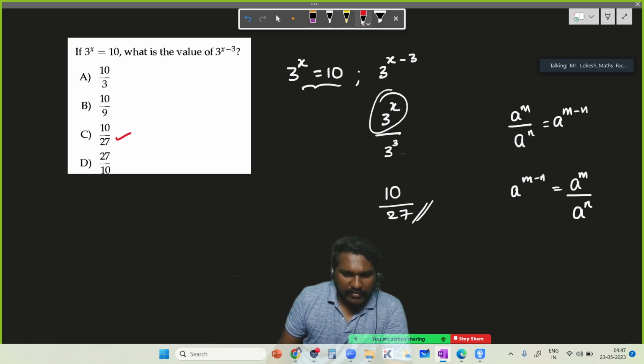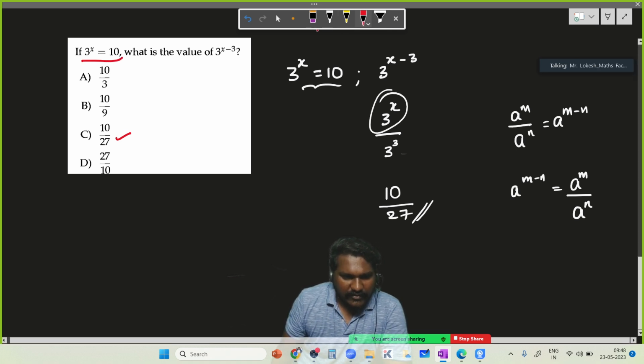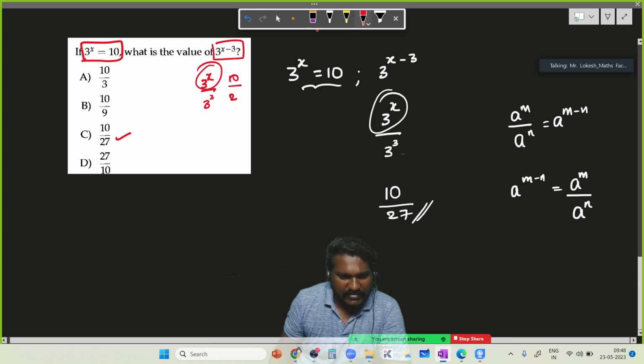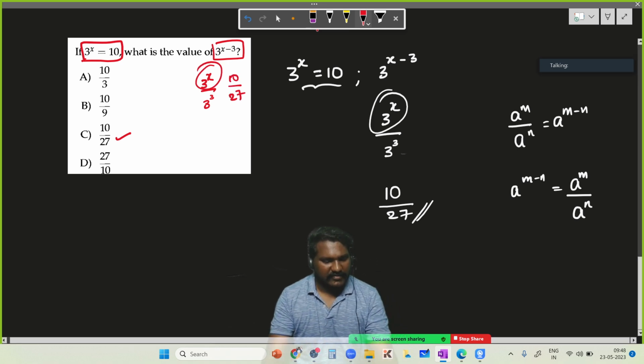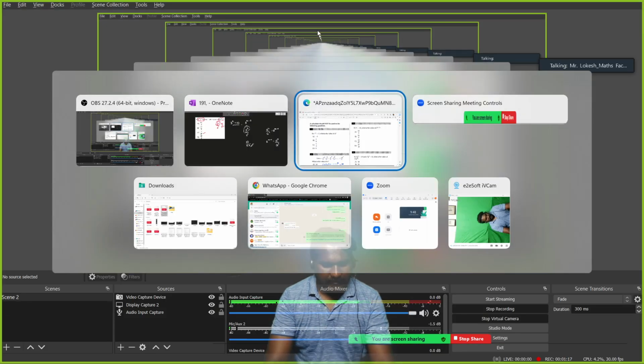We just have to remember that we are given 3 power x, but we need 3 power x minus 3. We don't know the value of 3 power x minus 3 directly, so I write 3 power x minus 3 as 3 power x by 3 power 3, and this 3 power x is 10, and 3 cube is 27. As simple as that.